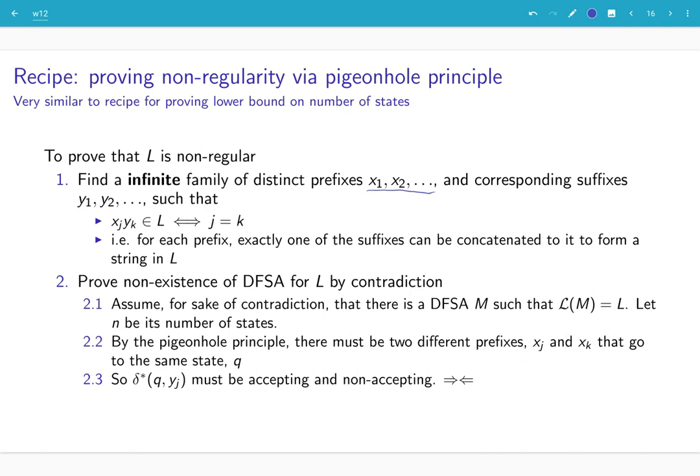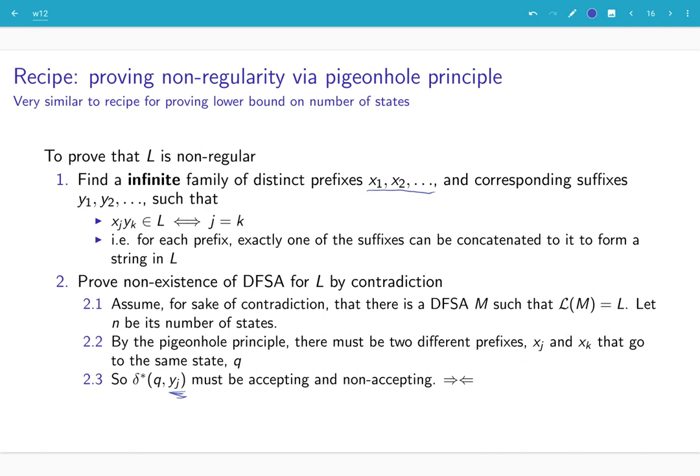And then our proof is going to be by contradiction again. So assume that there exists some DFSA that accepts this. Well, by the pigeonhole principle, at least two different prefixes from our infinite family must be mapped to the same state, which we'll call Q. And again, we're led to a contradiction: if we process the corresponding suffix starting from the state Q, we want it to be both accepting and not accepting. And so we reach a contradiction.